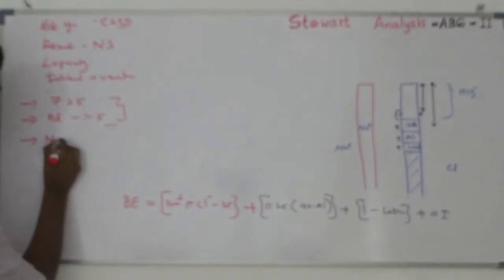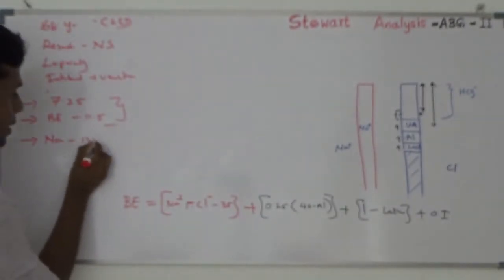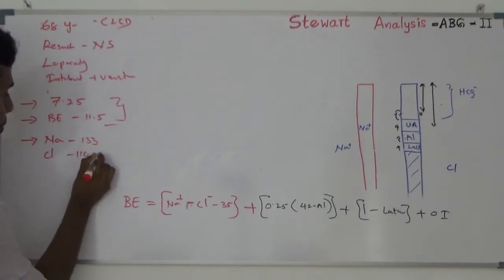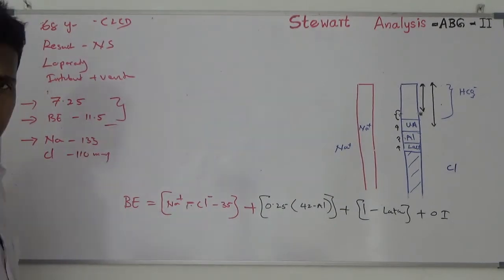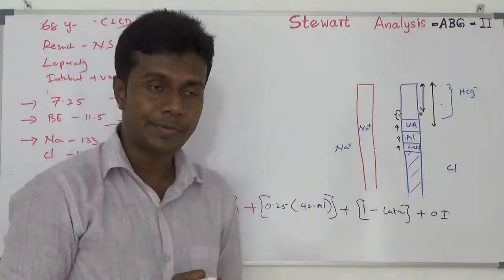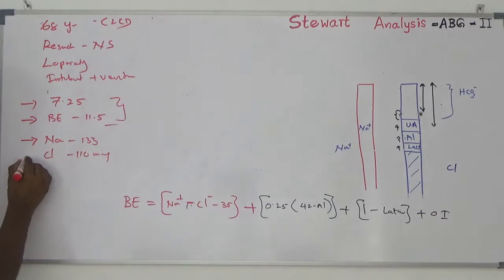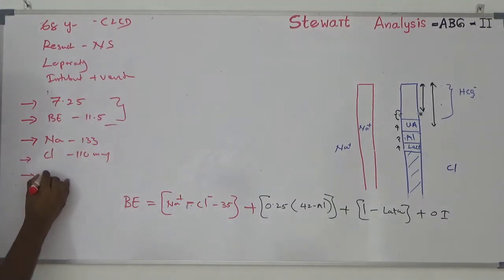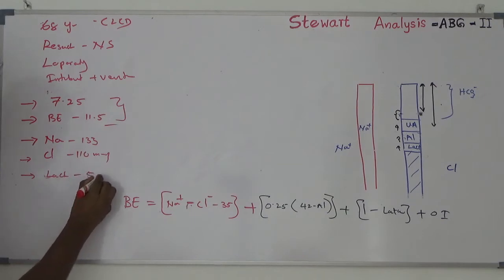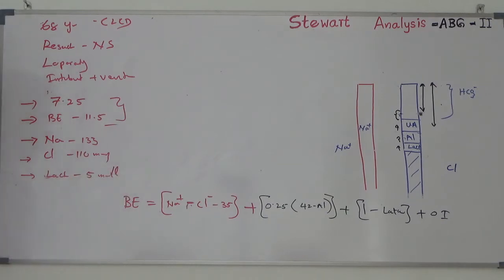Sodium level was 133. Chloride was 110 millimoles per liter. Now you can write milliequivalent or millimoles, it doesn't matter. Lactate level also was 5 millimoles per liter, or milliequivalent per liter.